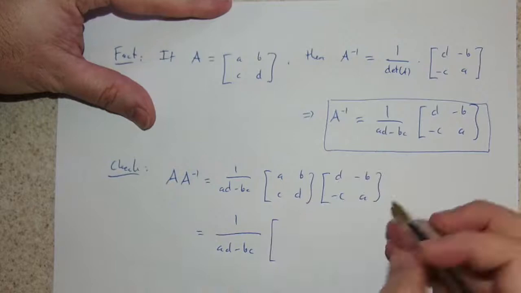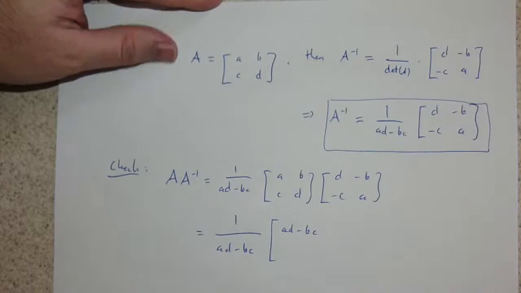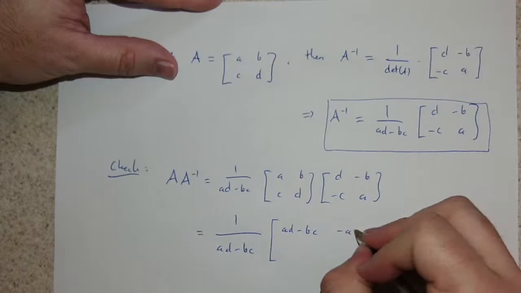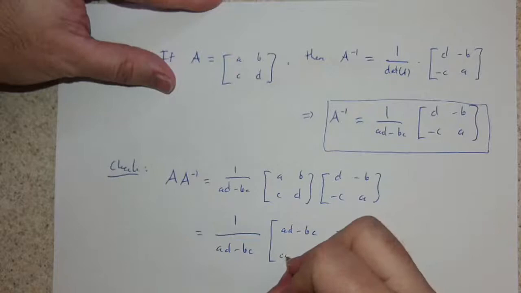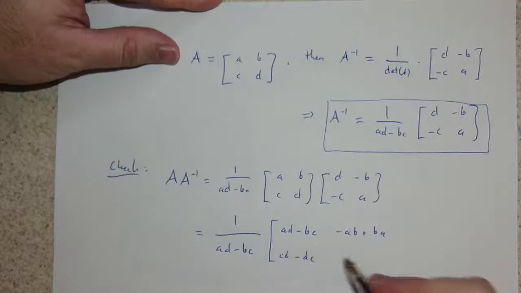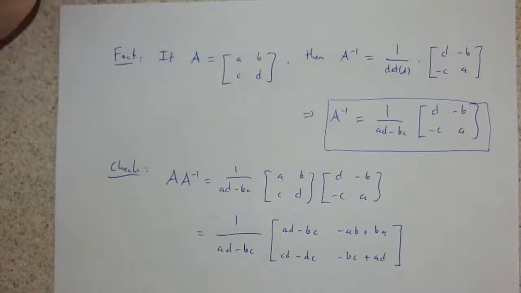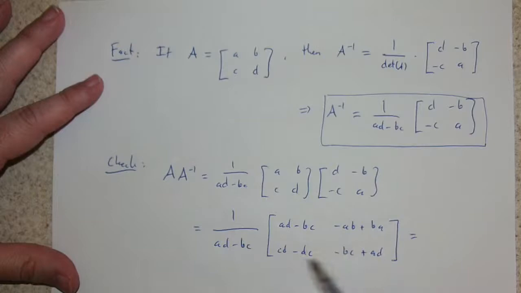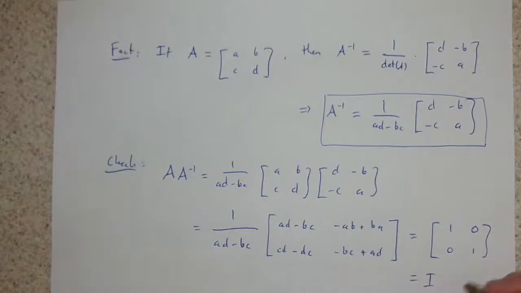Let's just do this entry by entry. The first entry would be A times D plus B times minus C, which is AD minus BC. In this entry, I get A times minus B, so minus AB plus B times A. In this entry, I would have C times D plus D times minus C, so this would be CD minus DC. And lastly, in the second row, second column, I would get C times minus B, so minus BC plus AD, right? And so what is this? Well, these are zero. These are AD minus BC, AD minus BC. So dividing by AD minus BC, I get 1, 0, 0, 1, which is exactly the 2x2 identity. So, yep, that works. That's the thing that always works here.